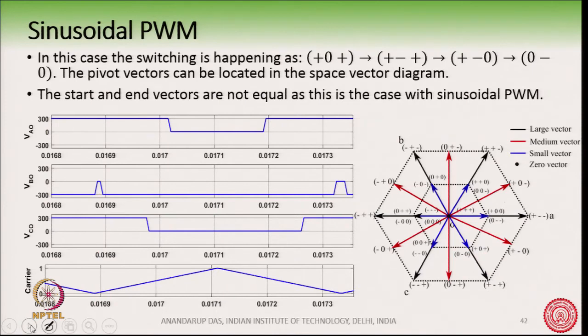Okay. So, you can see that what I have written, the pivot vectors can be located in the space vector diagram. You will see that the switching and the starting and ending vectors are all starting from these 6 pivot vectors. However, one thing that we must observe here is that the starting and ending vectors are not equal. This is the case with sinusoidal PWM, where the start and end vectors are not equal, and we can see that here also.